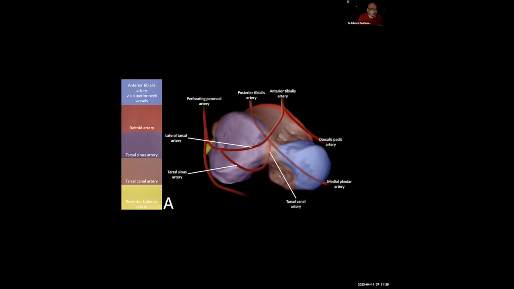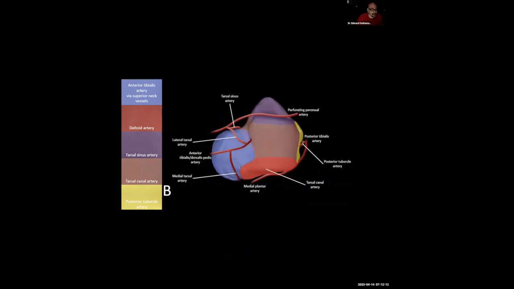The posterior tibial, the anterior tibial, which gives the dorsalis pedis, and the perforating peroneal arteries contribute to the talus's extraosseous supply. Now, the tarsal canal artery, a branch of the posterior tibial artery, enters the tarsal canal and anastomoses with the tarsal sinus artery, a branch of the lateral tarsal artery itself. And all this is basically an anastomotic loop, derived from the anterior tibial and the perforating peroneal arteries. And within the talocalcaneal sulcus, this forms a sort of vascular sling. And this artery is arguably the most important, as this feeds most of the talar body.